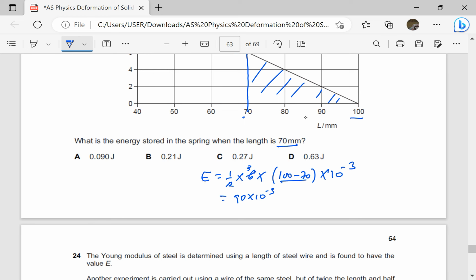Okay, so 90 times 10 power negative 3, which gives us 0.09. So the answer is going to be A.